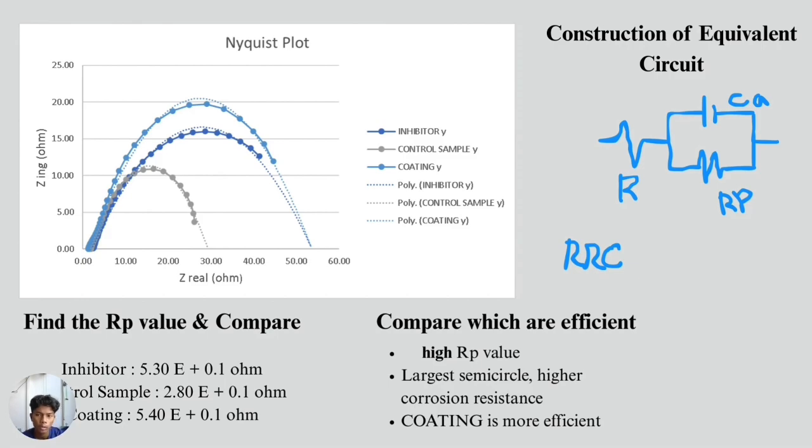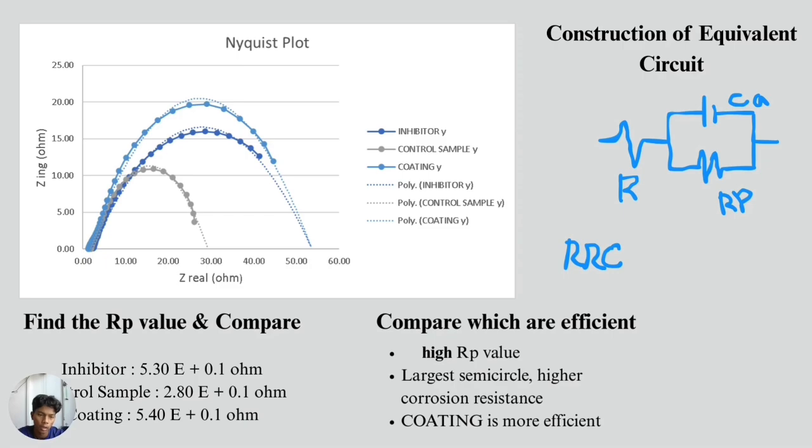So for the Nyquist plot, after we extrapolate our graph, we can find polarization resistance for inhibitors, control sample, and coating. So for the Rp value of inhibitors is 5.3 ohm, for control sample is 2.8 ohm, and coating is 5.4 ohm.